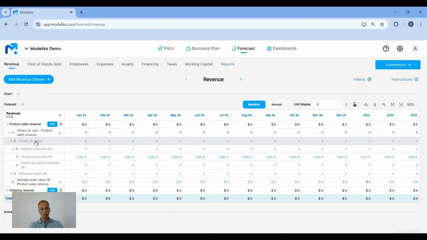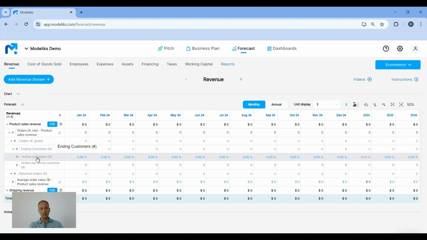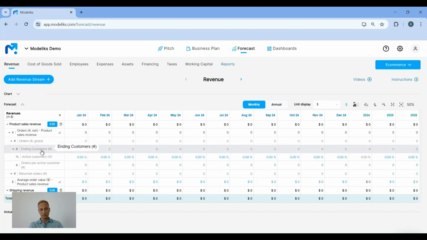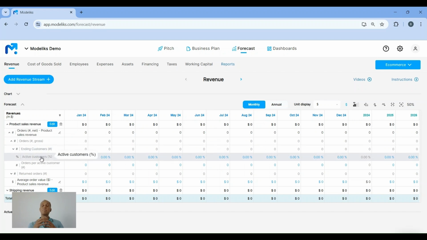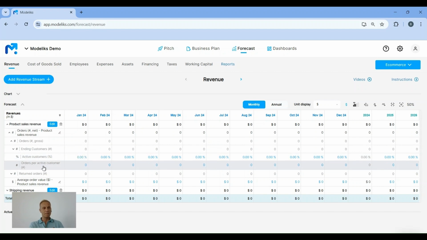The gross orders will be calculated as the number of total customers that we have in our business, multiplied by the percent of active customers, that percentage of total customers that actually buy on a regular basis from us, and multiplied by the number of orders per active customer, or the number of average orders per active customer.